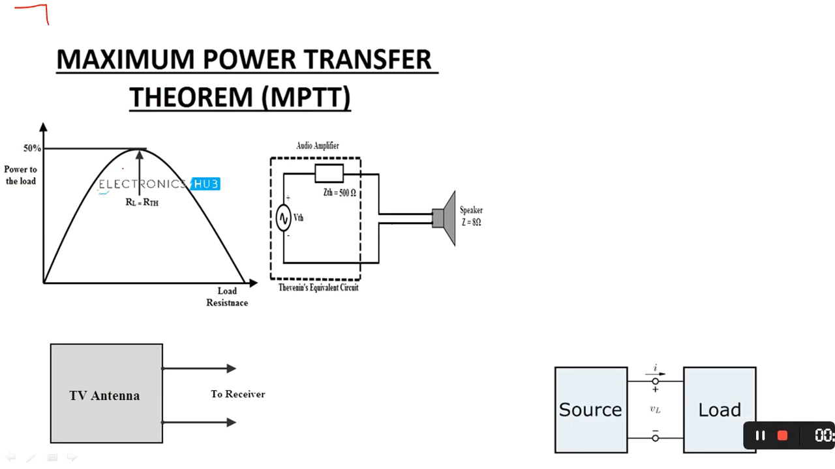So what this power theorem is showing us is that at this particular point there is a maximum power transfer, and this power transfer is changing with the load resistance. This is the point you should understand: it is the point where the load resistance is equal to the Thevenin's resistance. The load resistance becomes equal to Thevenin's resistance.